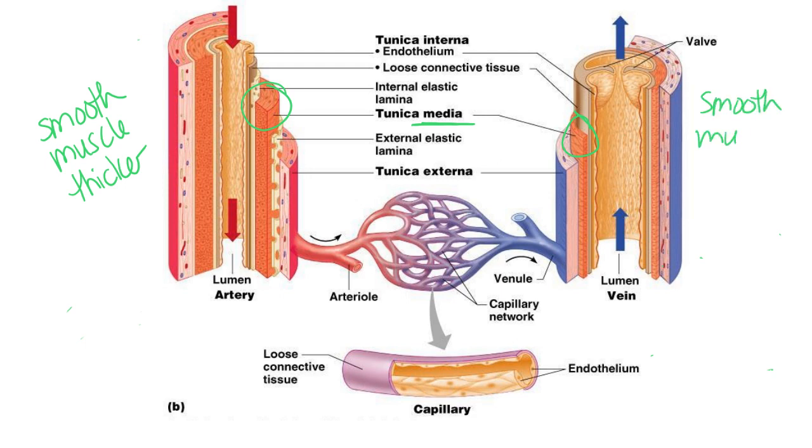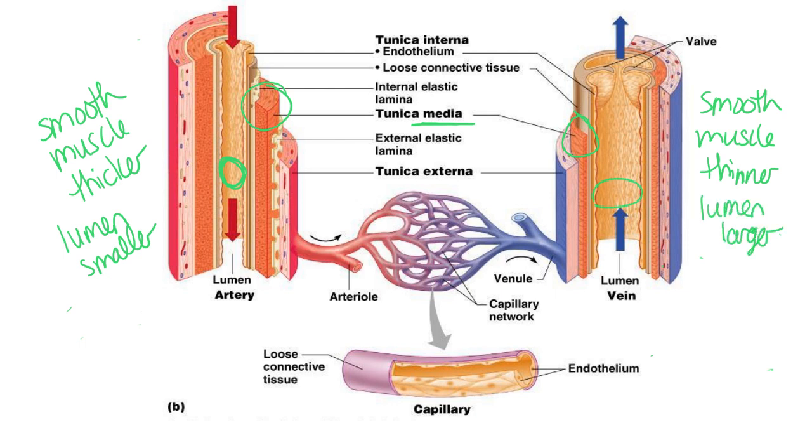We need a little bit more strength in the artery because the pressure is higher. So we need a little bit more of that sturdy muscle there to help with that. Because that layer is thicker, you'll notice the lumen is smaller in an artery, which will actually bring blood pressure up some, whereas in the vein, the lumen opening is much wider.